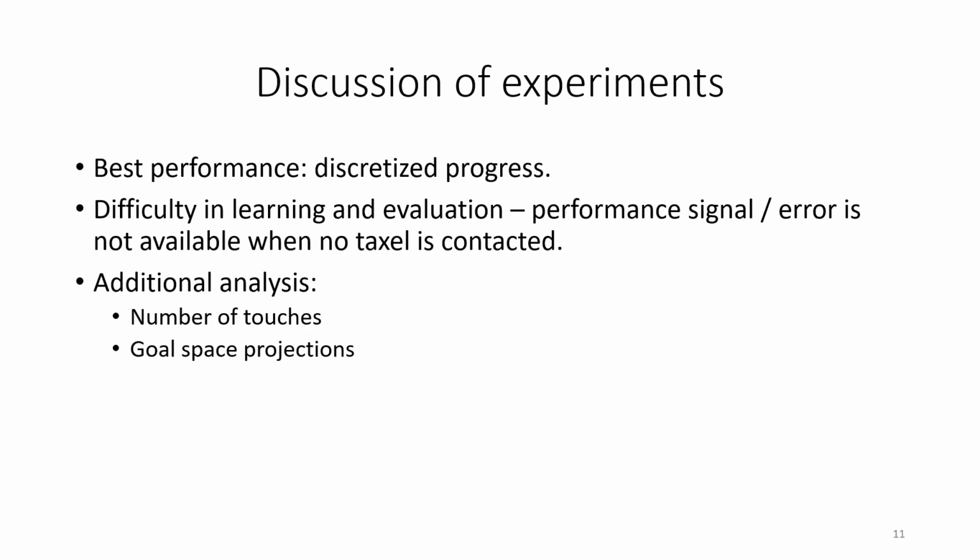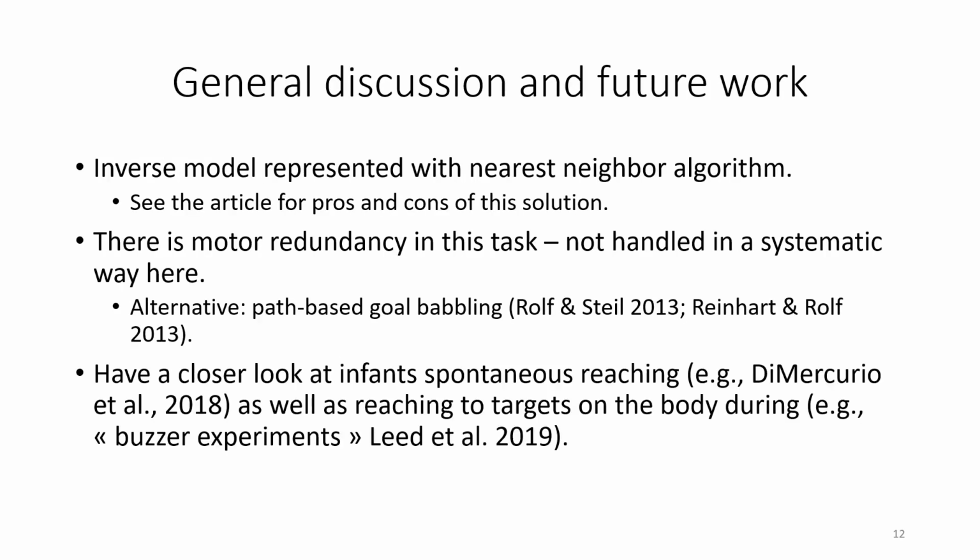Reaching for the head was overall more successful than reaching for the torso, presumably because the two additional joints on the neck were recruited. In our article, we discuss the use of the nearest neighbor algorithm for the inverse model. It has advantages and disadvantages from a purely computational perspective. In addition, it is unlikely that this could be the solution adopted by the brain.